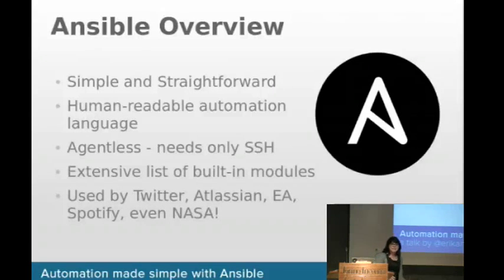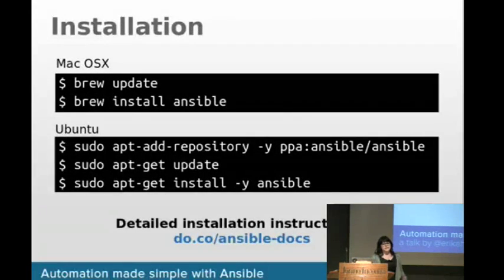Ansible is agentless. You don't need to install anything on the machines that you want to control. You just need to install the controller machine. And the communication is done via SSH. You just need to have a proper SSH connection between the server and your controller machine. It also has an extensive list of built-in modules, and it's used by big names like Twitter, Atlassian, EA, Spotify, and even NASA.